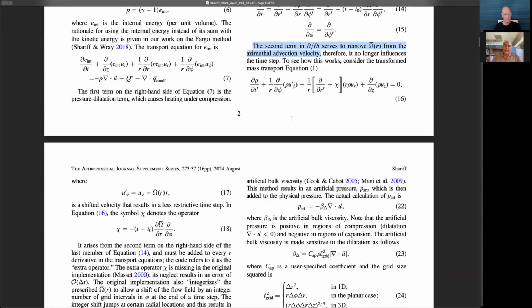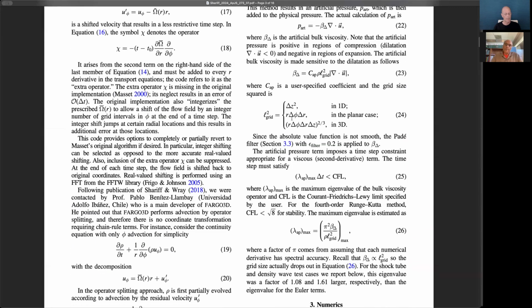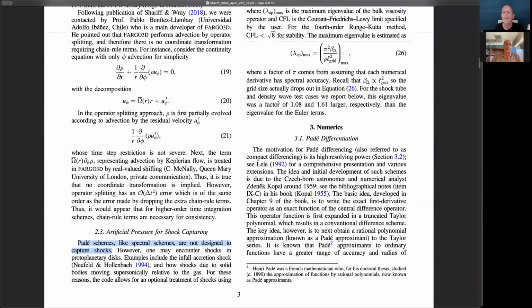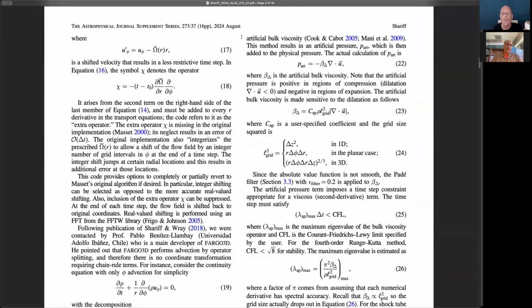Cool. Okay, so the next thing that I would like to talk about is shock capturing. The Goodenough scheme is, of course, very elegant, very nice, and now we have this Padé scheme. So what do we do when we have shocks? What we have done, and this is not as elegant as the Goodenough scheme, is a treatment that was developed by Cook and Cabot, which is basically an extension of the old Richtmyer and von Neumann shock capturing from World War II, which is a 1D treatment.